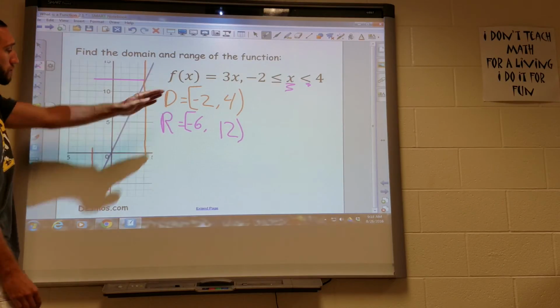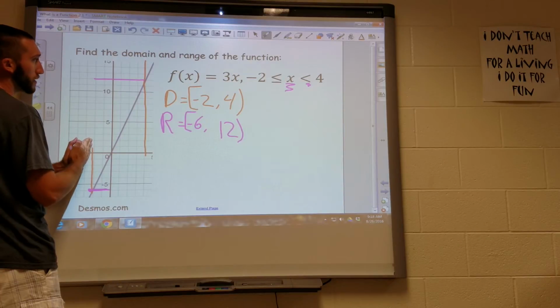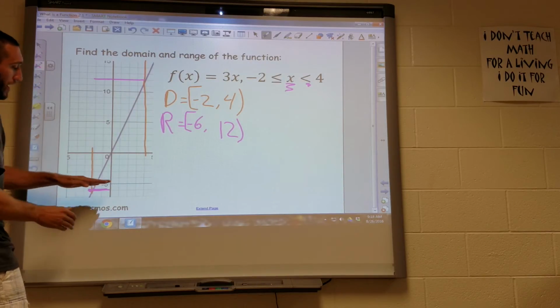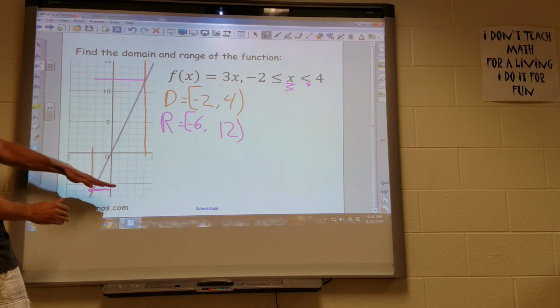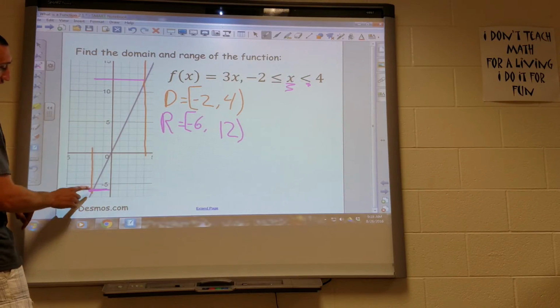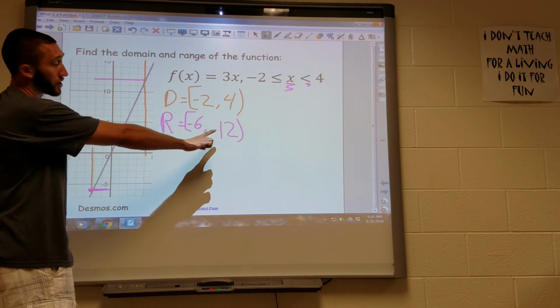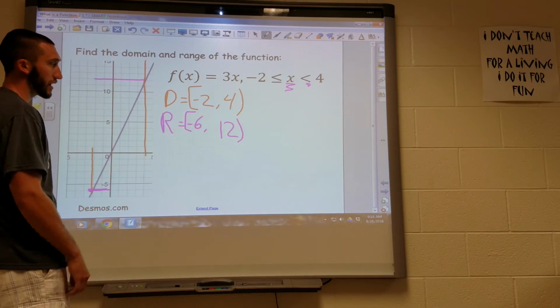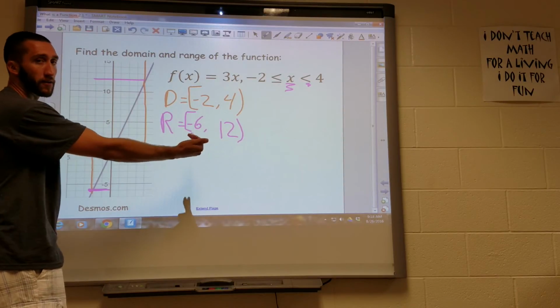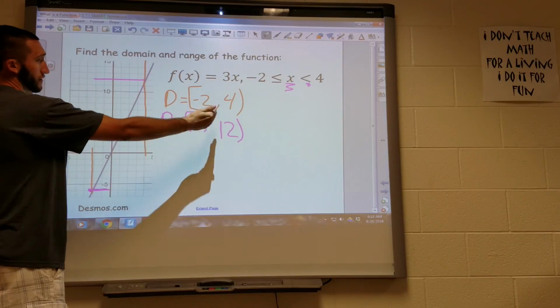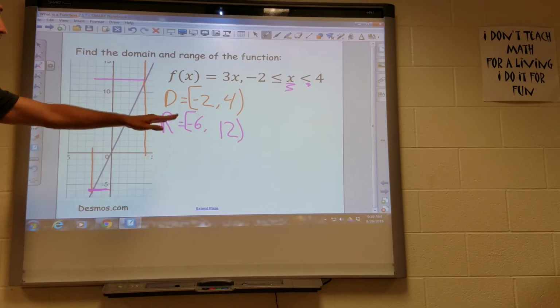So here I found my domain. My x values go from -2 to 4, except I don't quite touch 4. And my range are my y values, and that goes from -6, I actually touch -6, all the way up to 12, where I don't actually touch 12. Okay, so 11.9 would fall in that range. Right, so I would be able to touch 11.9 y value, never quite reaching 12.